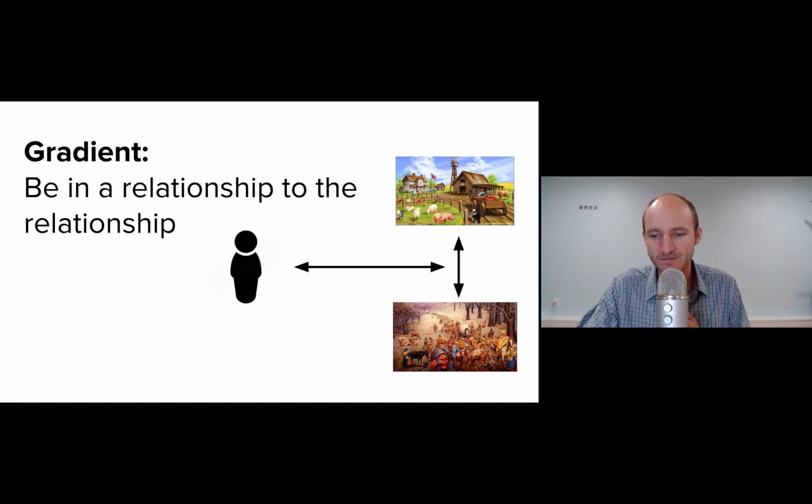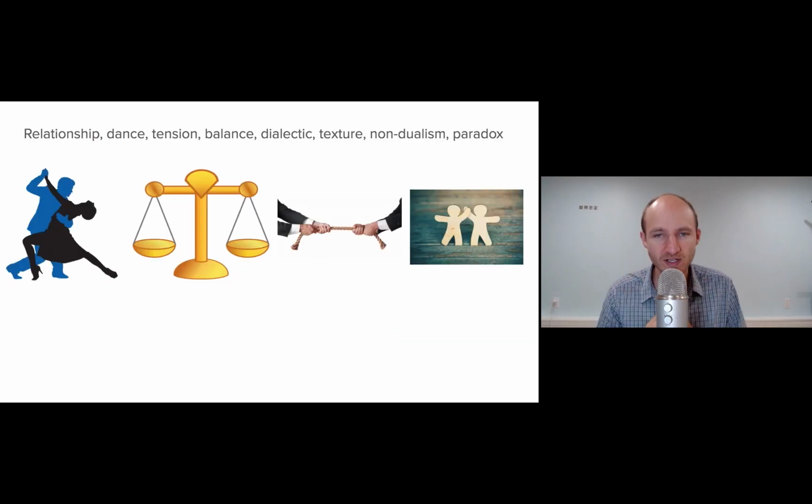tough balance. And you can use a bunch of great terms here to talk about it. You can say, yeah, I'm in a relationship to this concept, this complex topic. Or maybe I'm in a dance with this thing. There's a tension here. There's a balance. There's a dialectic, an ongoing back and forth. You're getting more texture. You're taking a non-dualist perspective. It's not just either or. It's a little bit of both. There's a paradox here.